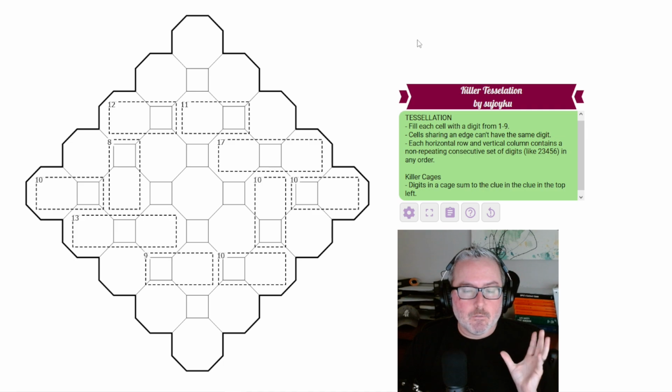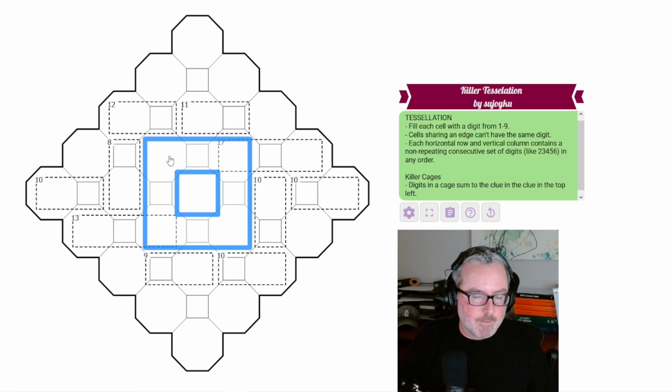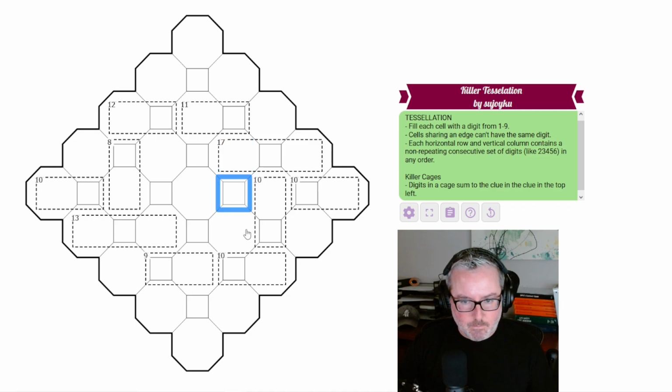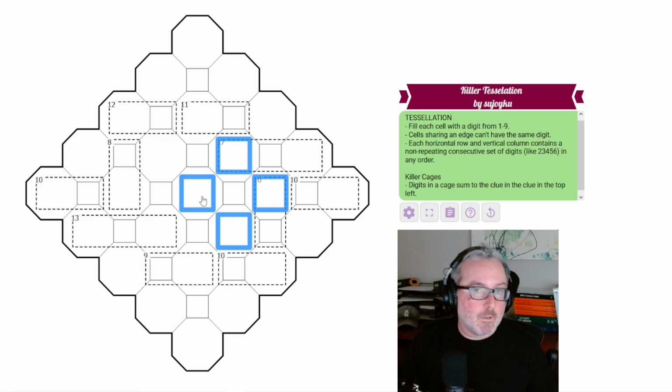So anywho, what the heck is tessellation again? We've got all of these cells, they're either squares or octagons, whatever they may be, and they must have a digit from 1 to 9 placed into all of them. Obviously, anything outside of this shape we do not fill in, but then we also have that cells sharing an edge can't have the same digit. So if we were to put a 5 here, let's say, none of these could also have a 5 because they share an edge. You can think about this guy can't have a 5 in any of these, but that's a little bit more obvious.